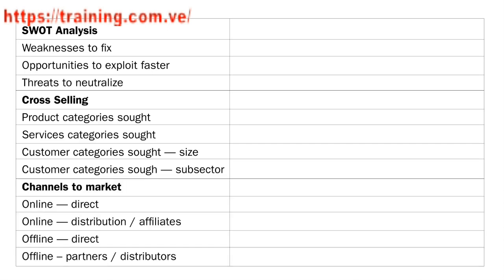Next, look at your channels to market. If you only sell online or offline or direct versus going to market through affiliates or distribution partners, can you scale by going multi-channel?